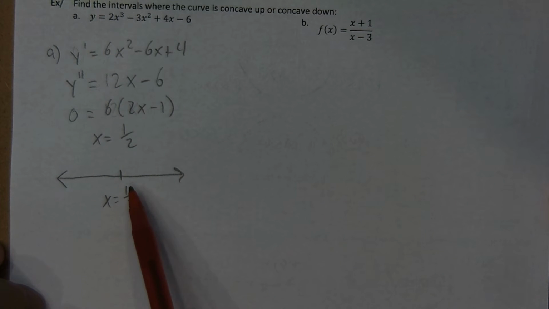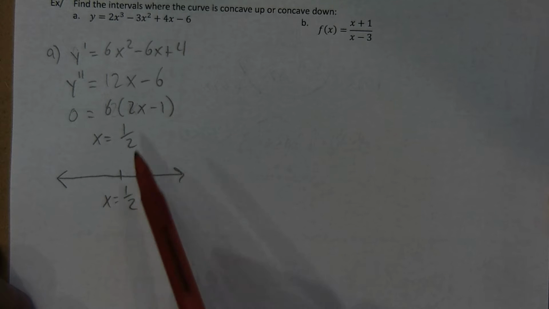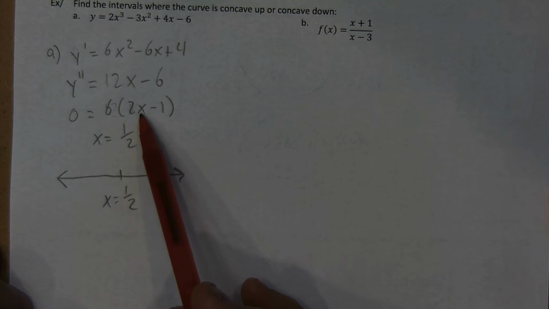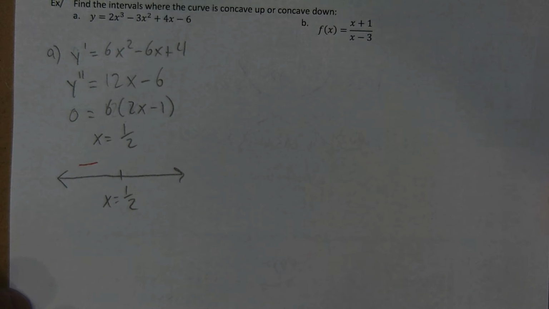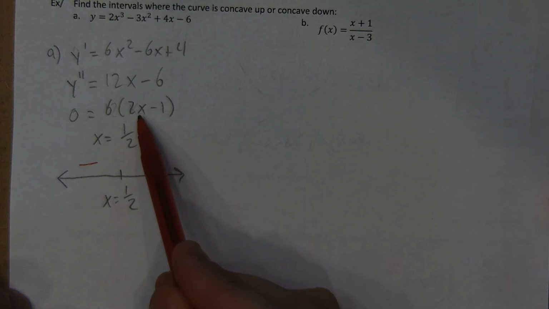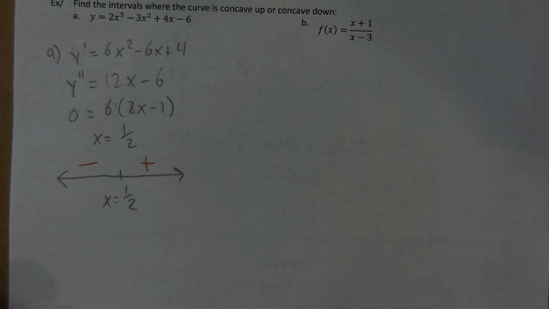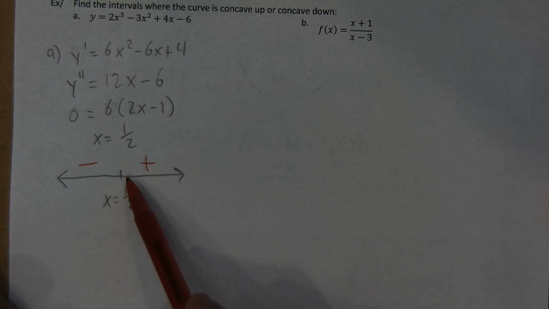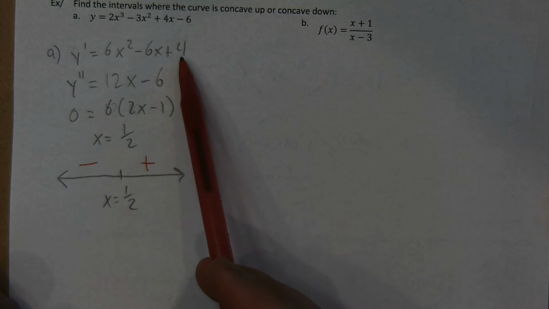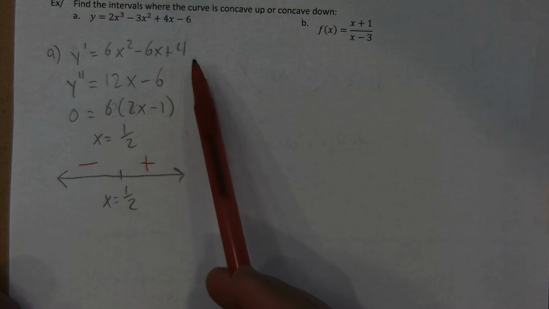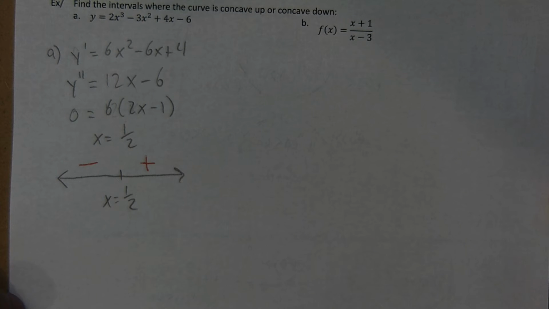A very easy number to plug in that's to the left of 1/2 is 0. So if we drop a 0 right here, we just get 6 times -1. That's negative. And a really easy number to plug in after 1/2 is 1. Put a 1 right there, you get 2 minus 1, which is positive, times 6. Positive. So we have an inflection point at 1/2. We don't know if it's stationary or non-stationary because we didn't do the first derivative test. We were just asked to find concavity.